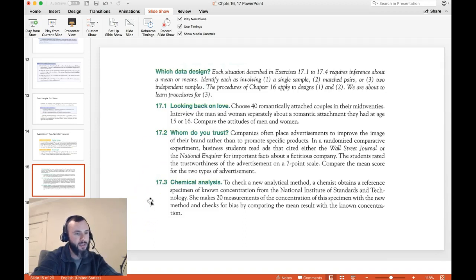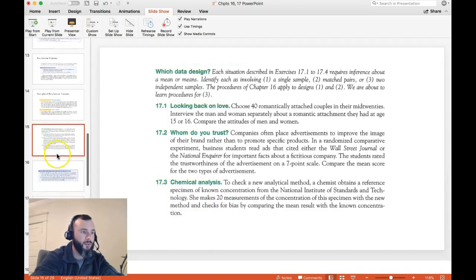Number 3, chemical analysis. To check a new analytical method, a chemist obtains a reference specimen of known concentration from the NIST. She makes 20 measurements of the concentration of this specimen with the new method and checks for bias by comparing the mean result with the known concentration. This involves a single sample, so it is neither a two-sample or matched pairs. Okay? So for a single sample, let me just clarify a little bit further. A single sample with 20 measurements, that would count as a one sample T. Okay, one sample T that we just learned about earlier.